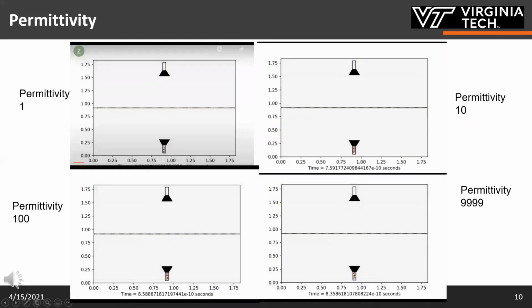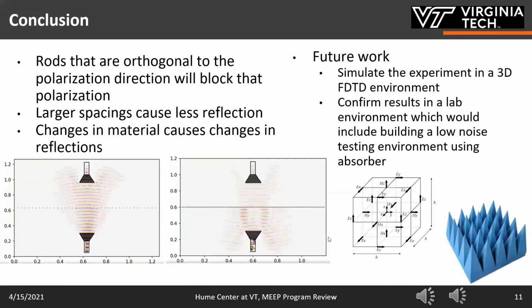Here, everything else is the same as free space for our rods, except for the permittivity. The higher the permittivity of our rods, the more the rods are mismatched and cause reflection. Rods that are orthogonal to the polarization direction will block the polarization. When spacing the rods out, the further they are spaced out, the less material getting in the way of the wave, causing less reflection back.